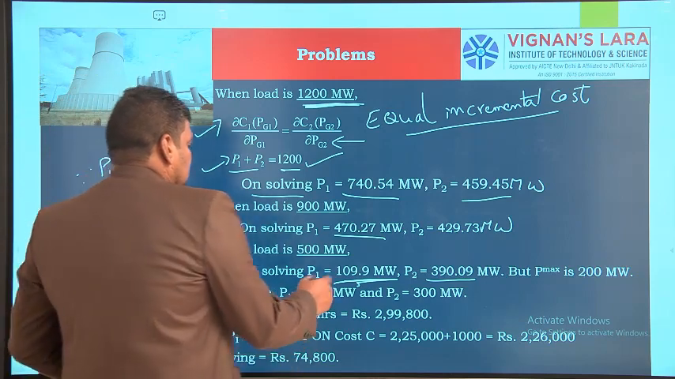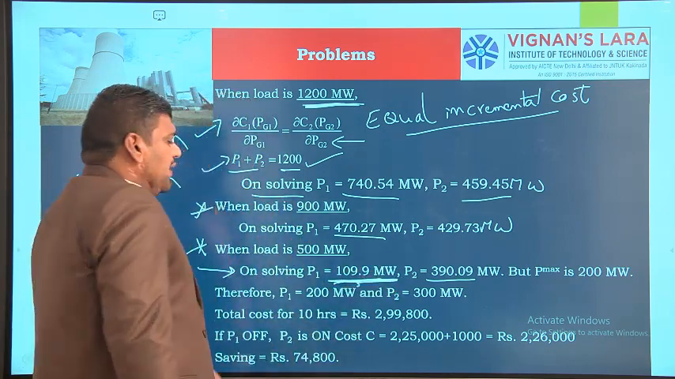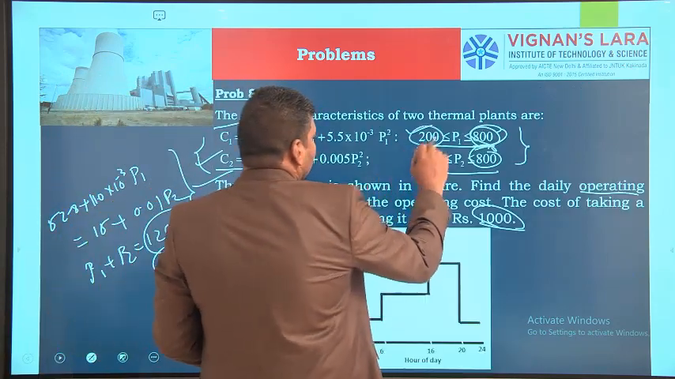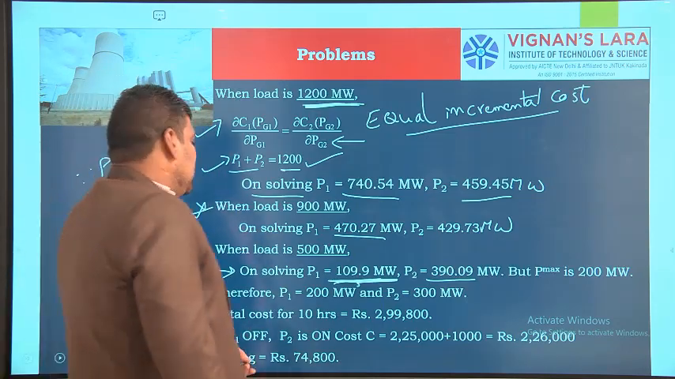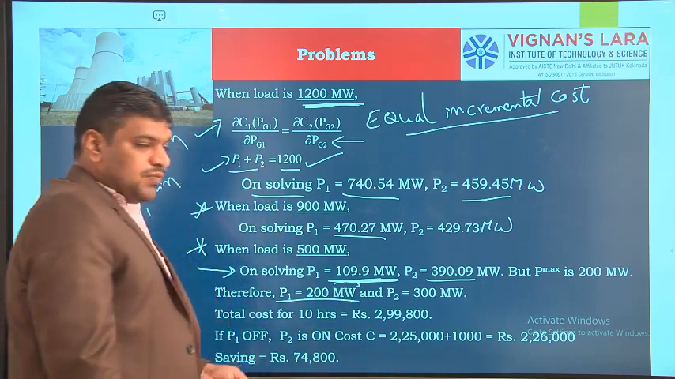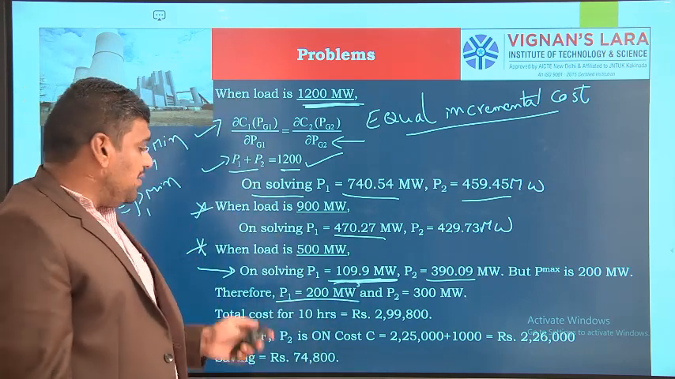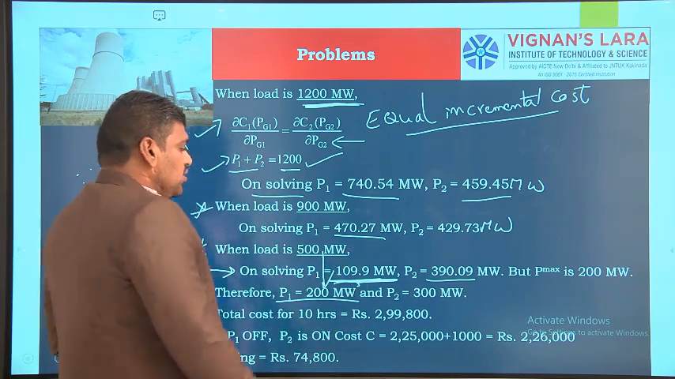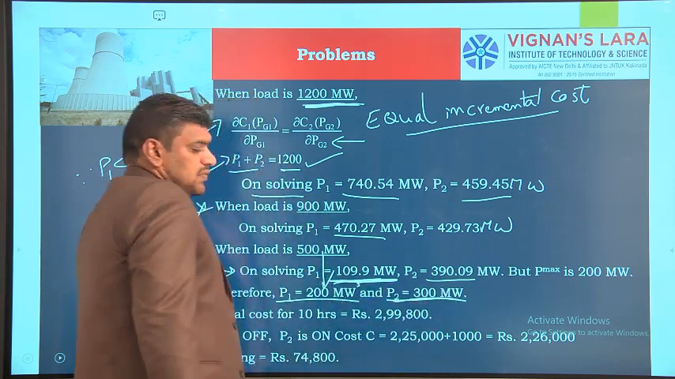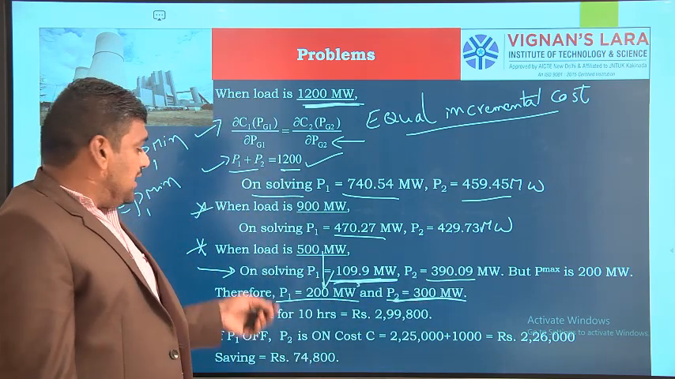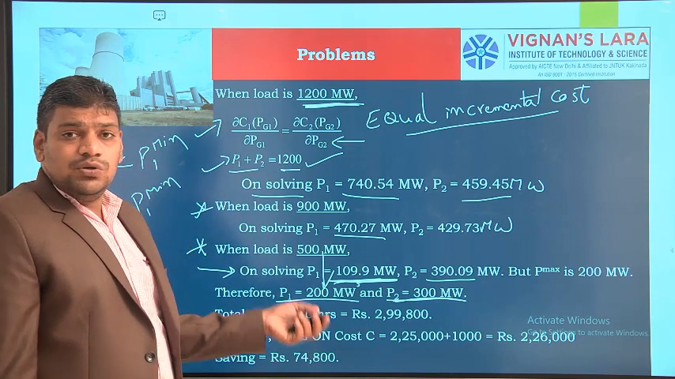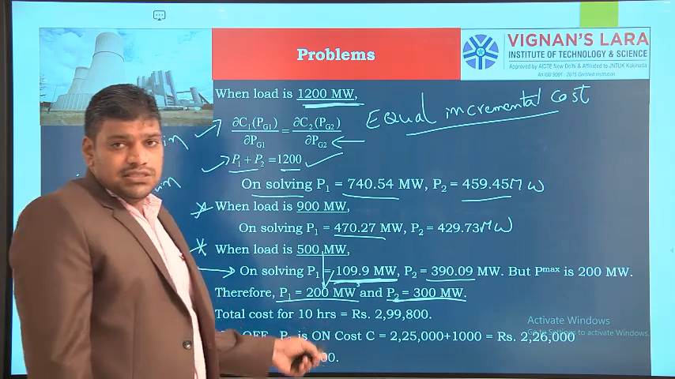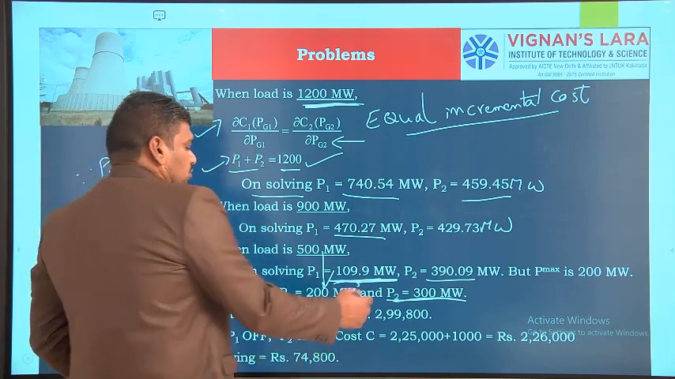Since here P1 is 109.9 megawatts, it is less than P1 minimum. P1 minimum is 200 megawatts. Therefore, set P1 to 200 megawatts, and the remaining load, which is 500 minus 200, that is 300 megawatts, should be taken by P2.